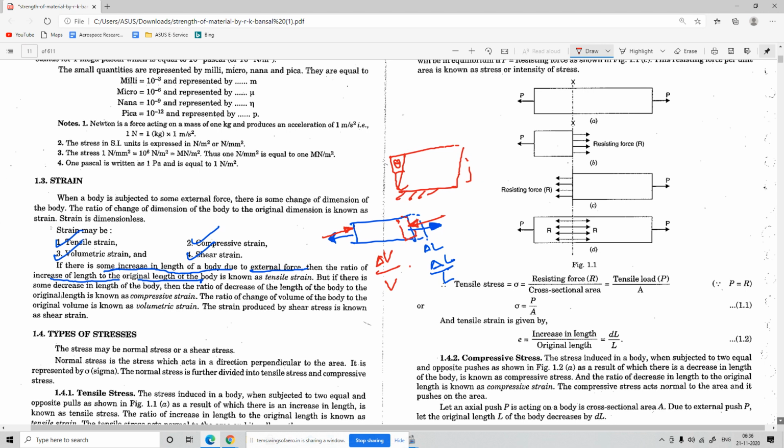Now let's see what is tensile stress. Tensile stress is very simple. This is a particular beam, and you are pulling from both sides; that is called tensile stress. Tensile stress can be defined as tensile load by the cross-sectional area. Then tensile strain can be written as increase in length by original length. Now comes the compressive one.